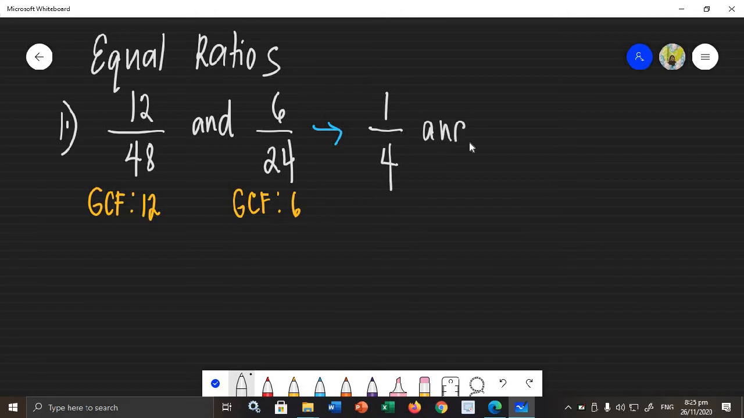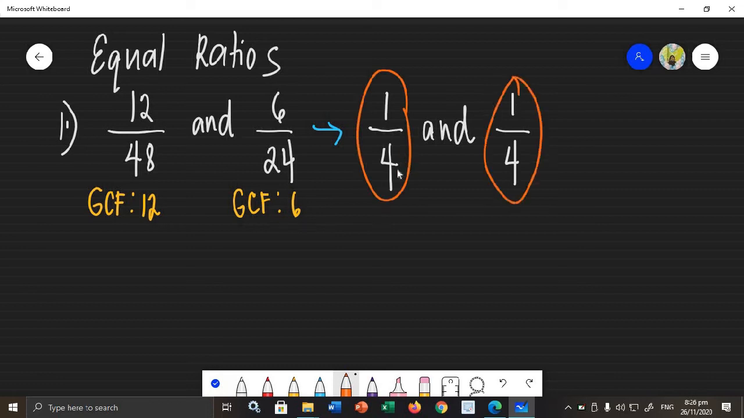And then, the second one, using the GCF, we will get the lowest term of 6 over 24. So, 6 divided by 6, that is 1. And then, 24 divided by 6, that is 4. So, as you can see, right after natin kunin yung lowest term nila, magkamukha yung lumabas na value or number. Therefore, we can now prove na example number 1 are equal ratios.